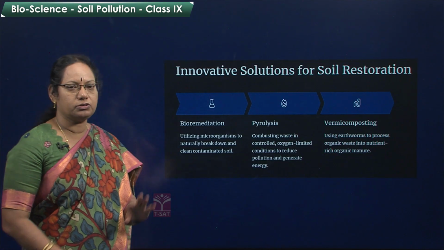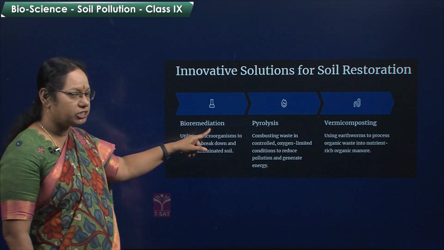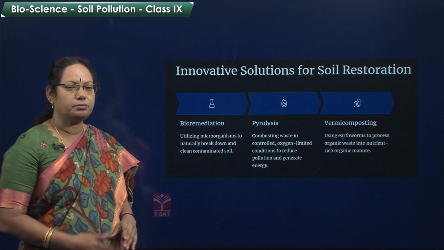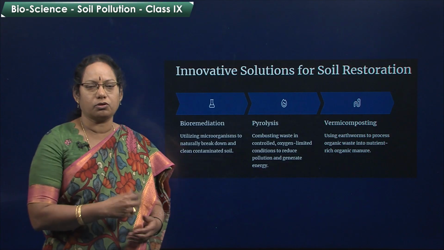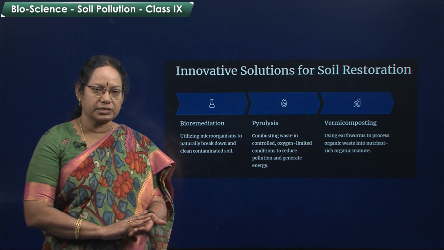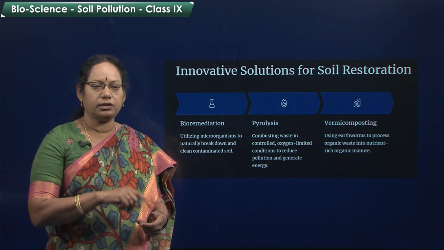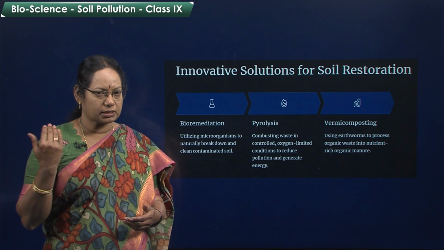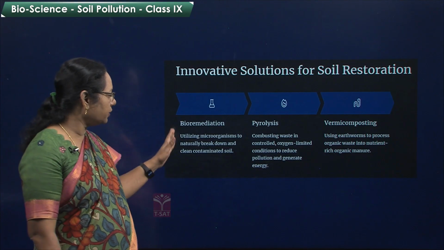Now, what are the innovative solutions for soil restoration? See these words: bioremediation, pyrolysis, vermicomposting. Bioremediation means using plants to take out the toxic substances from the soil. Whenever toxic substances or remains are present in the soil, they grow plants so that these substances enter into the plant bodies. Then they remove all the plants from there and dispose of them in some distant place, or they burn them. So, this is called bioremediation.